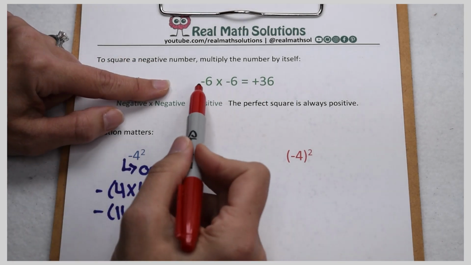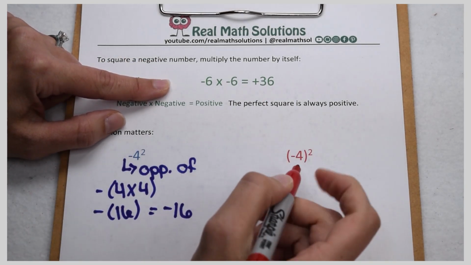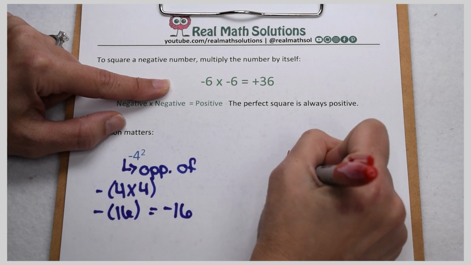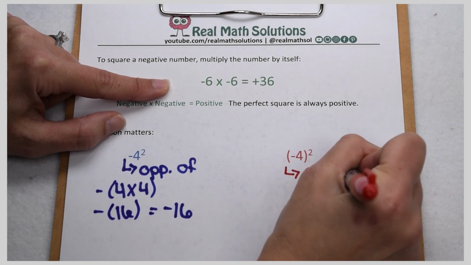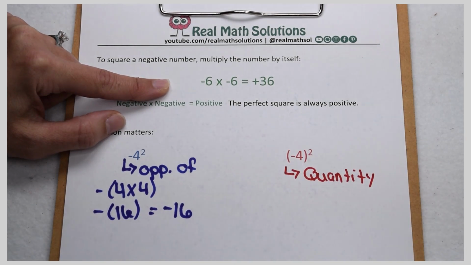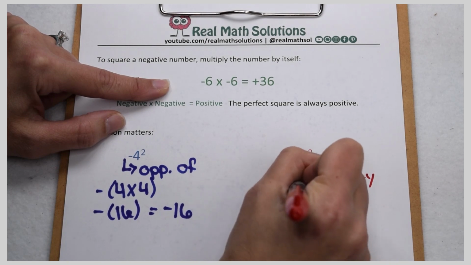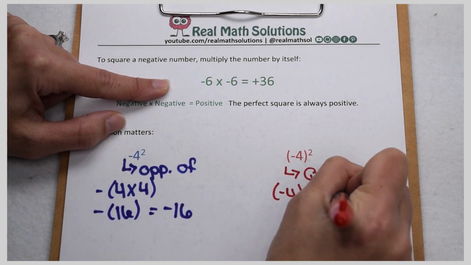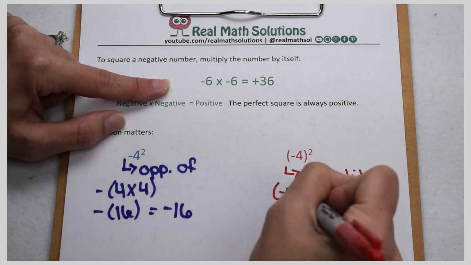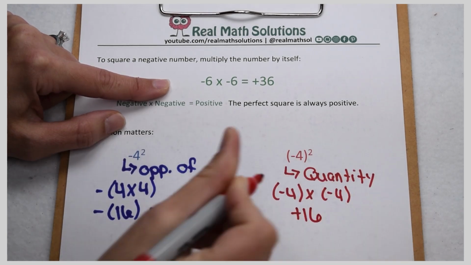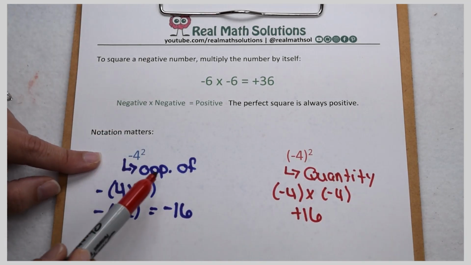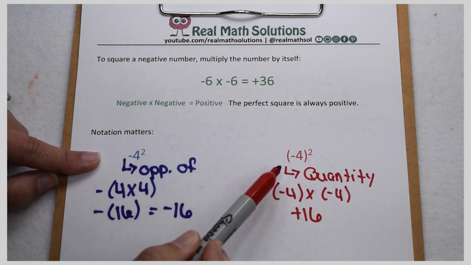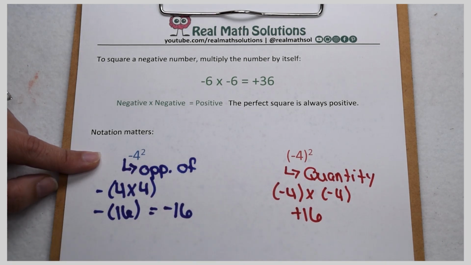If we wanted to come out like we did up here, we need to include parentheses. When we include the parentheses around the negative value, that tells us that we want the quantity squared. So the quantity of negative 4 times the quantity of negative 4. Negative 4 times negative 4 is going to come out to give us positive 16. So when you're working with negative numbers and exponents, pay very close attention to how to interpret that negative sign.